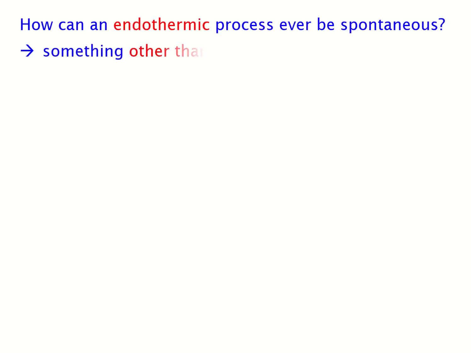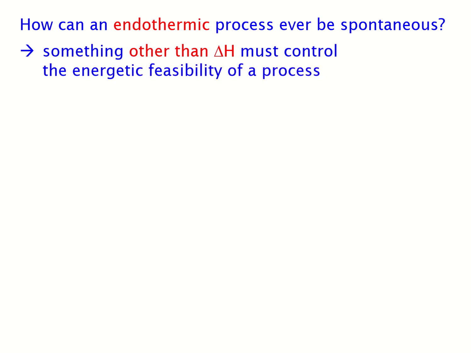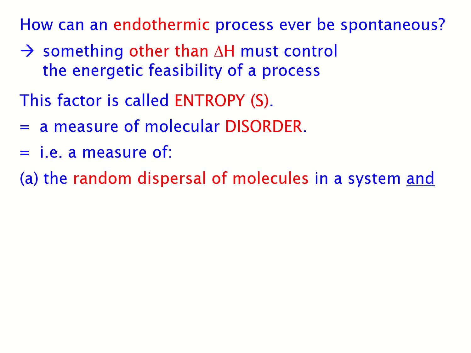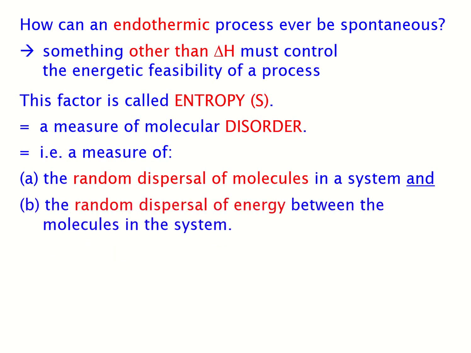So how could an endothermic process be spontaneous? As I said in the previous slide, there must be something other than delta H that controls the energetic feasibility of a process, and that other thermodynamic term is indeed the entropy, shorthand S. So enthalpy is H, entropy is S. Now how do we measure entropy of a system? Well, this is a really easy concept to get your head around at A level. It is essentially a measure of disorder. Okay, so it's a measure of the randomness of the molecules in a system, and it's a measure of the dispersal of the energy in the molecules of a system.